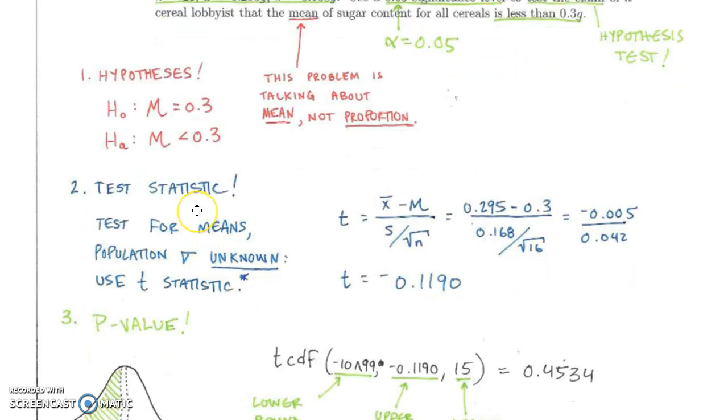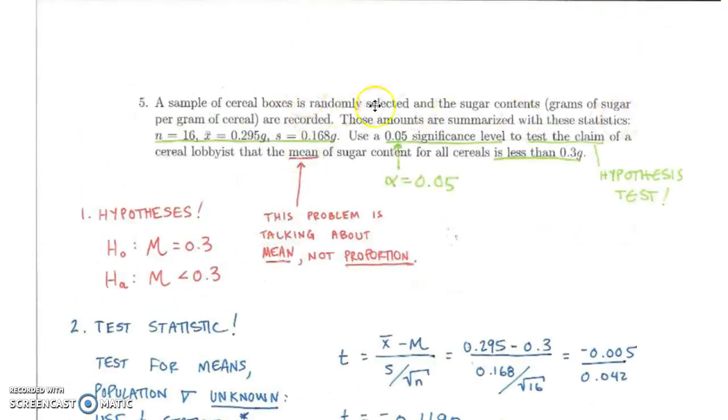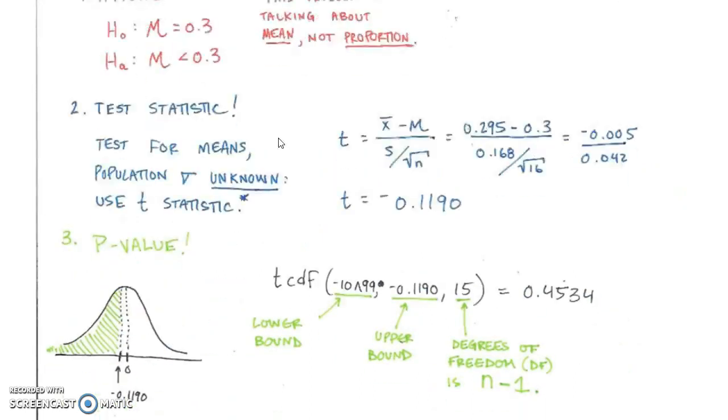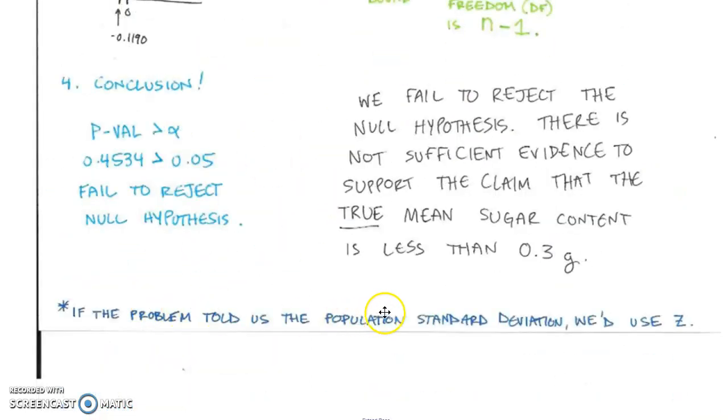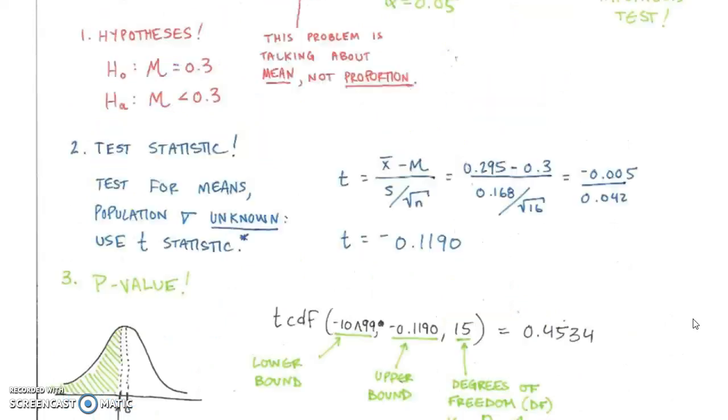The next thing I need to do is figure out a test statistic. If the population standard deviation is unknown, we're going to use the t statistic. And here we don't have the population standard deviation. We have S, which is the sample standard deviation. As a quick note, if the problem told us the population standard deviation, we'd use Z instead. Z is a better test to use, but we can only use it when we know the population standard deviation.